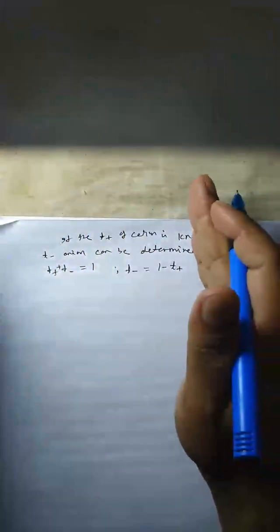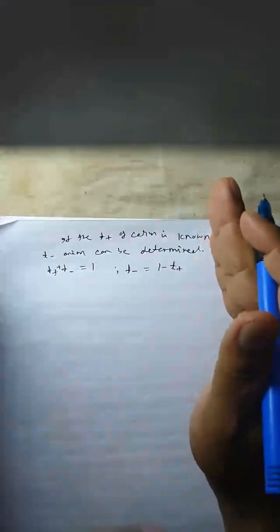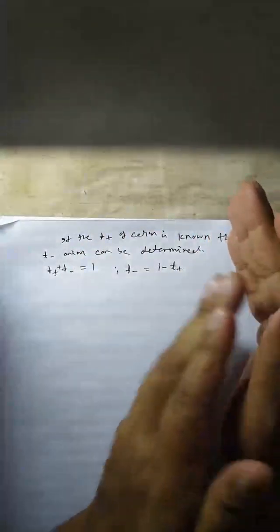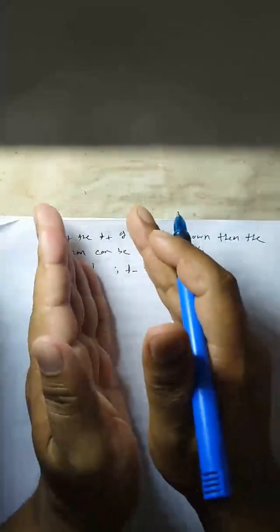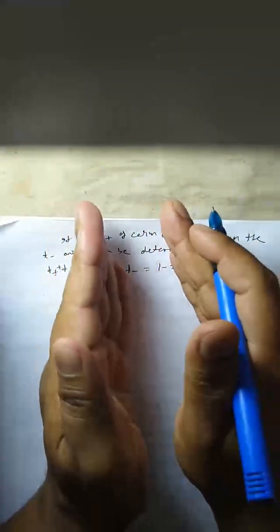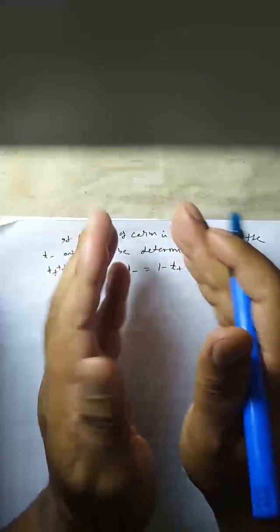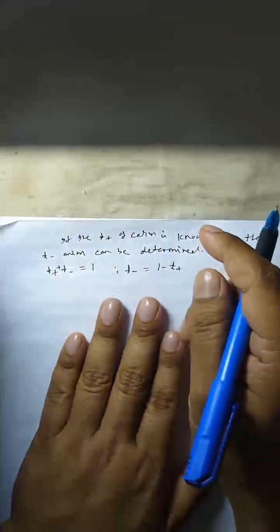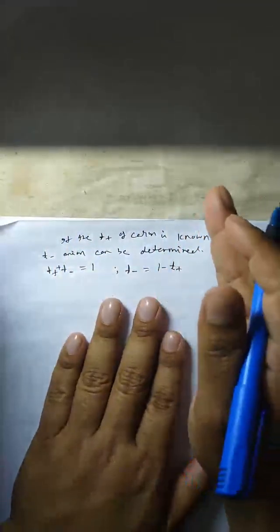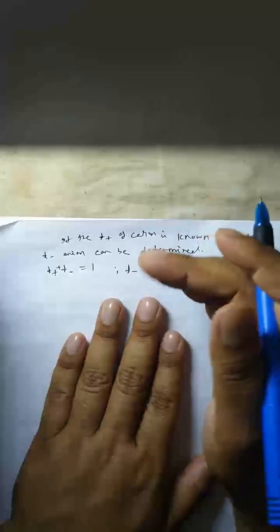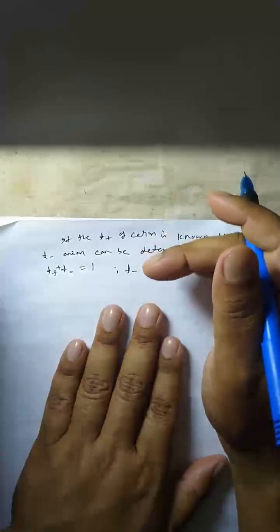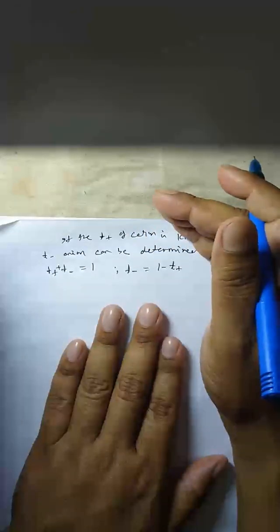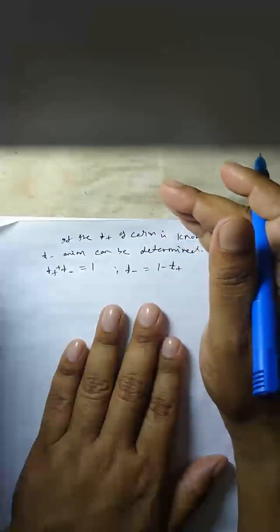Transport number means the current carried by cation and the current carried by the anion. Transport number of cation means the current carried by the cation. The current carried by the cation depends upon the speed of the cation. If the speed of the cation is more, more cations will move towards the cathode, more cations get discharged, and more current it carries.